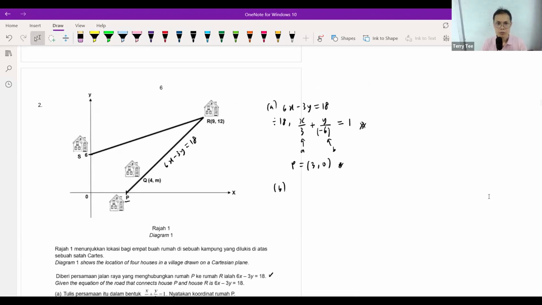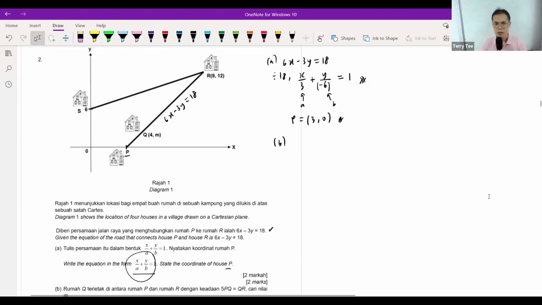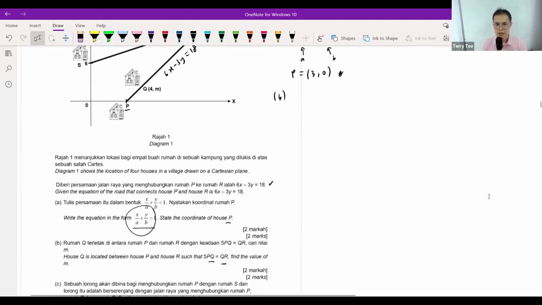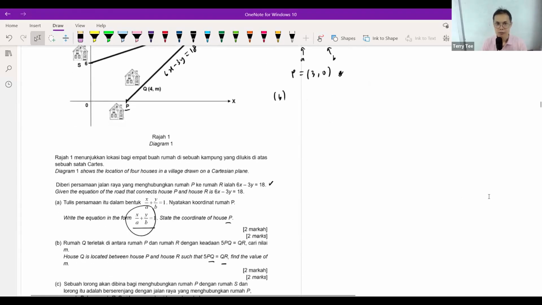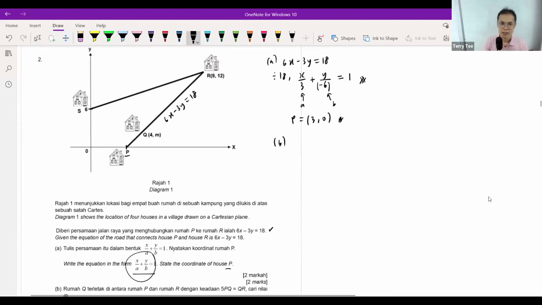5PQ equals QR. So we can use ratio. Actually, in this case, I think the question should not give us 4M. Why? Because if they give us M, we can just sub inside this equation of straight line and find M straight away. When you're given the equation of a straight line, you sub in the coordinate x with 4, you can find your y. Your y is M. You can get it straight away. You don't even have to use this ratio thing.